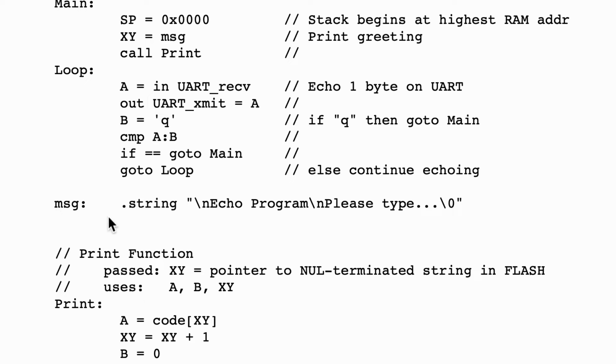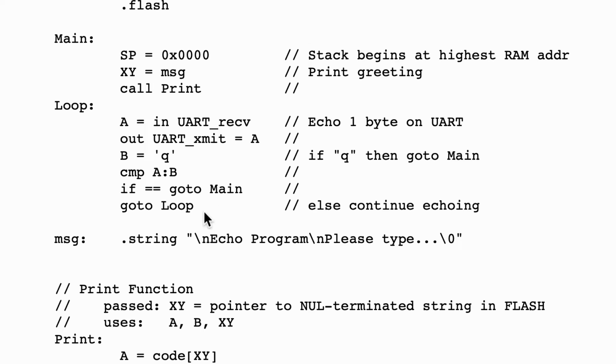So here we're defining our string. Okay, we've got some characters, echo program, new line, please type, and it ends with a null byte. And this label message is associated with this string, or more precisely, it labels the address of the very first byte in that string. So here, when we load XY with this constant value, we're moving the address of the string into a register. And then we call the print function, and it will print out the greeting, and then it will return.